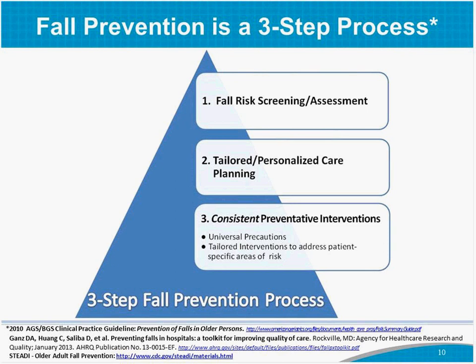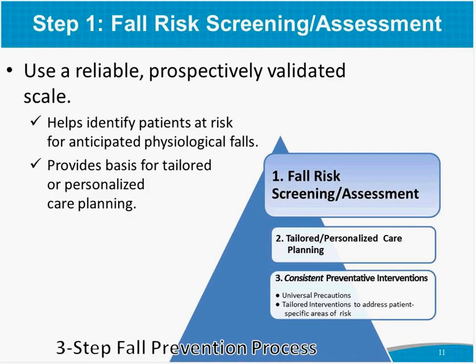If you read evidence-based literature on fall prevention, you'll see that fall prevention is really a three-step process that involves fall risk assessment or screening, creating tailored or personalized care plans, and then consistently implementing preventative interventions. And we'll go through each of these very quickly. So fall risk assessment, we've gone over this again, and I've attended several of these programs. I presented a program on evidence-based care planning early on. And the fall risk assessment is really the foundation of our care planning. We have to use a reliable, prospectively validated scale. This helps us to identify patients at risk for anticipated physiological falls, and then provides the basis for our tailored or personalized care planning. So any of the assessment that we do, we can use that assessment information to identify our plan.